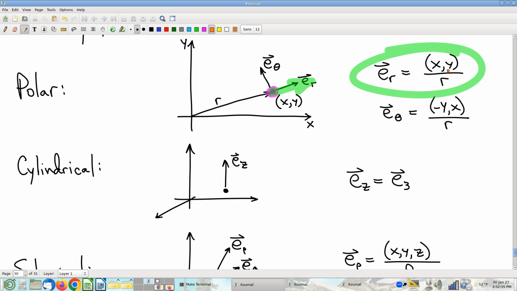Now, next question. How would you figure out what the e theta vector is, the direction where only theta is increasing, at least momentarily? Different argument to be made here. I prefer, this is just my own personal preference, to think of this as just a 90-degree counterclockwise rotation of the e r vector. And if you rotate that, then there you go. There's your formula for e theta.